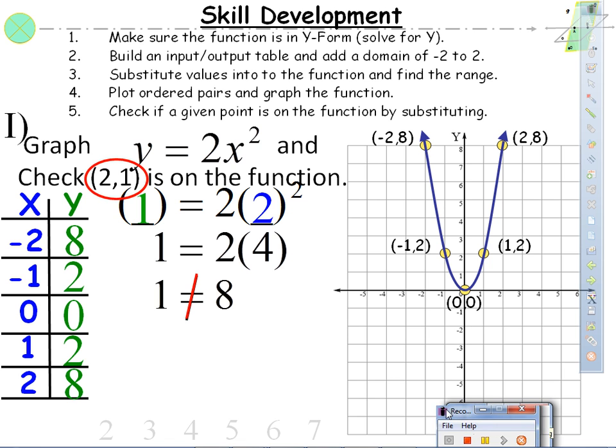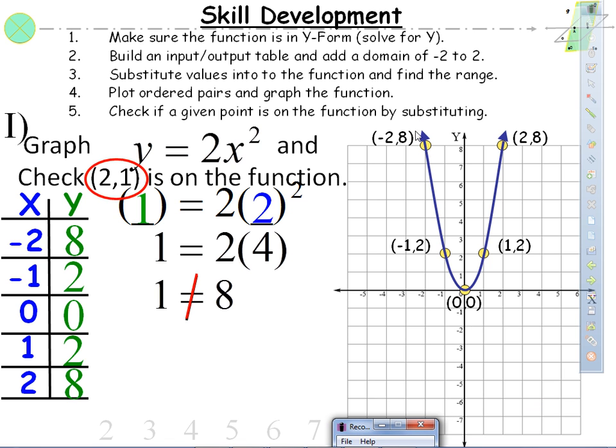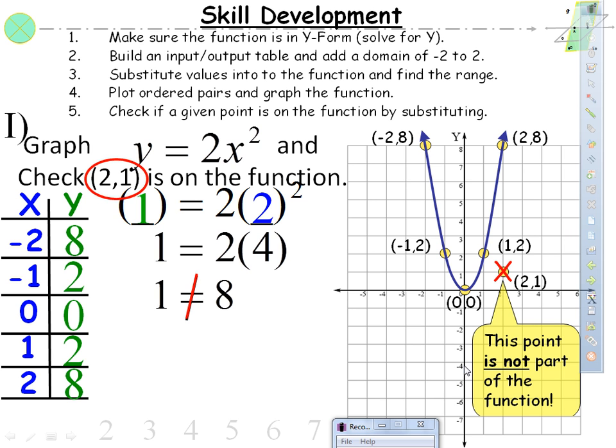Now, another way of looking at it is like this. If they give you a graph to graph the function, and then they say, is this point on the graph, but they don't specify for you to check without graphing, can't we just plot the point and check? Yeah, right? Where's that point at? 2, 1 is about right here. So is that point on the graph? No. Is this point on this graph? No. So therefore you would write this point is not part of the function.